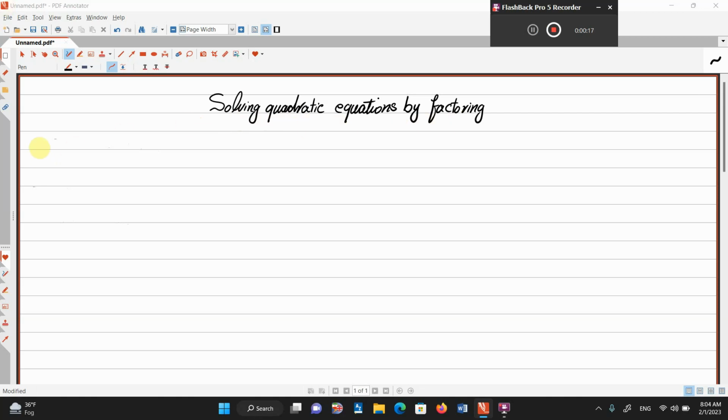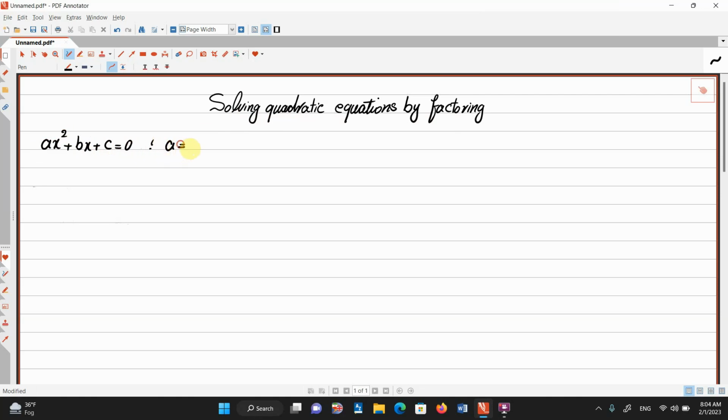In this session, we are going to solve quadratic equations by factoring. And we are going to solve quadratic equations of the type ax squared plus bx plus c equals 0, in which a, the leading coefficient, is not equal to 1.